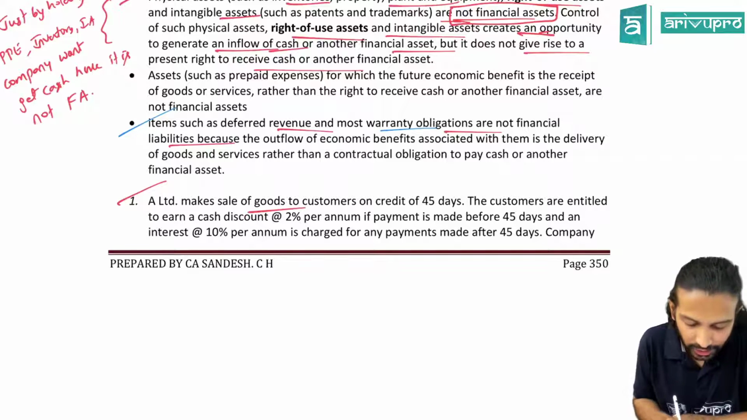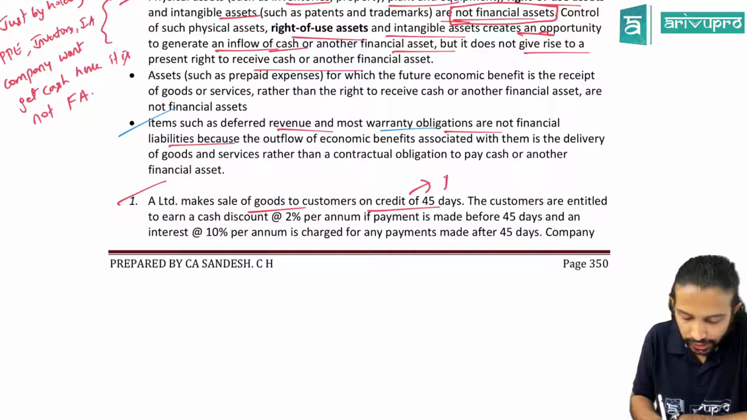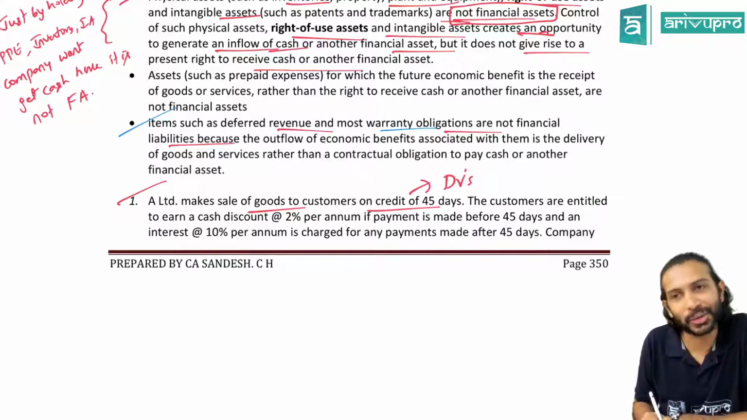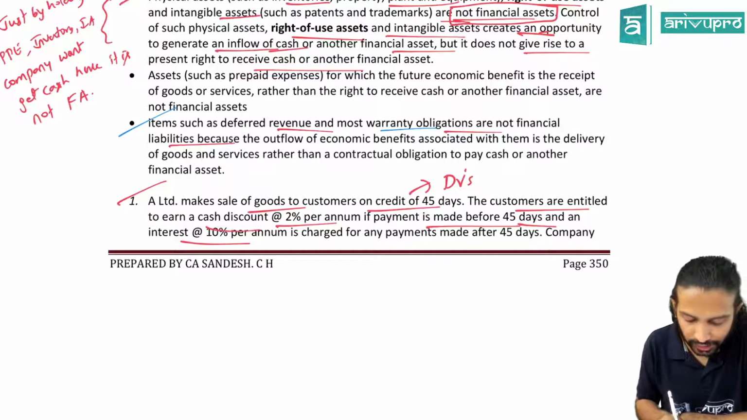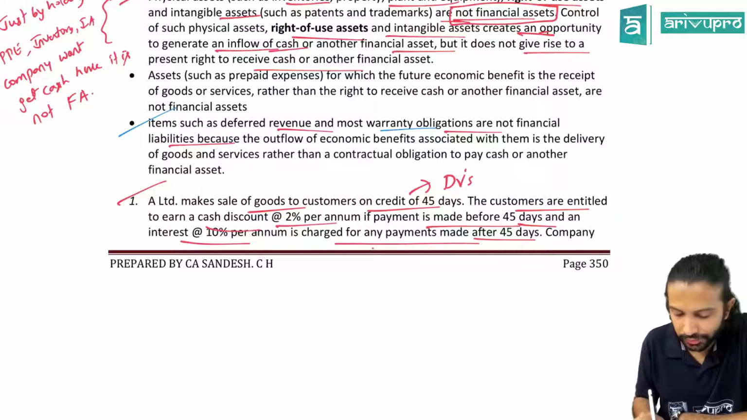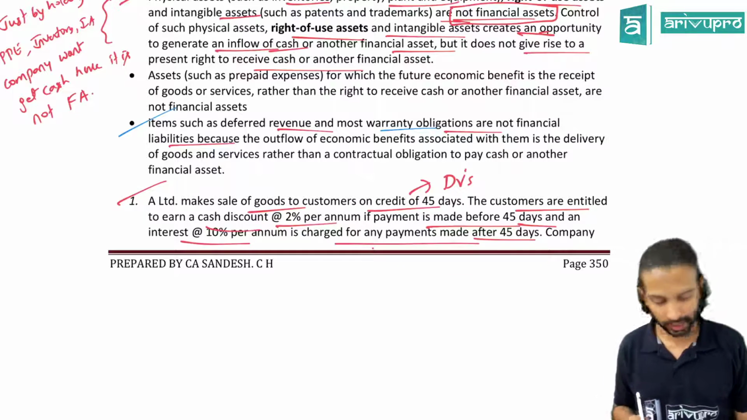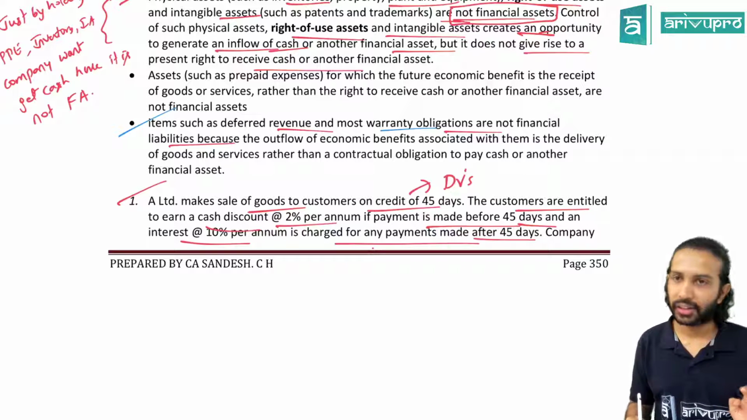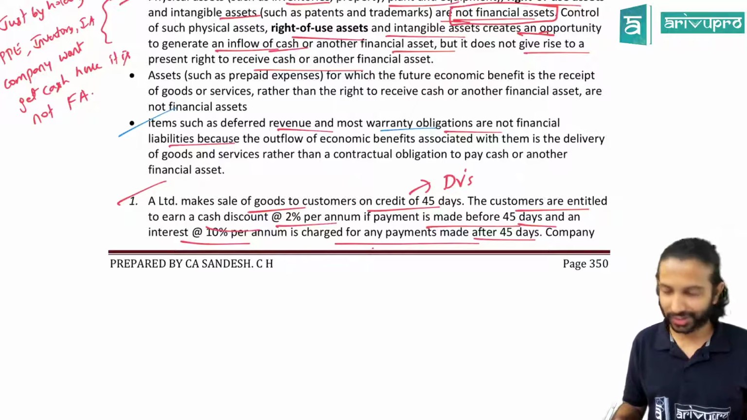A Limited makes the sale of goods to customers at a credit period of 45 days. I mean, it will result into debtors. So automatically I think you know the answer. Well, still for customary we will read out. Customers are entitled to receive a cash discount of 2% per annum if the payment is made before 45 days and interest at 10% per annum is charged for payments after 45 days. So before 45 if you make payment, you will get a discount. After 45 days if you make payment, you will be charged 10% interest. On the 45th day if you make payment, no discount, no interest. It's a break-even zone. Yes or no?